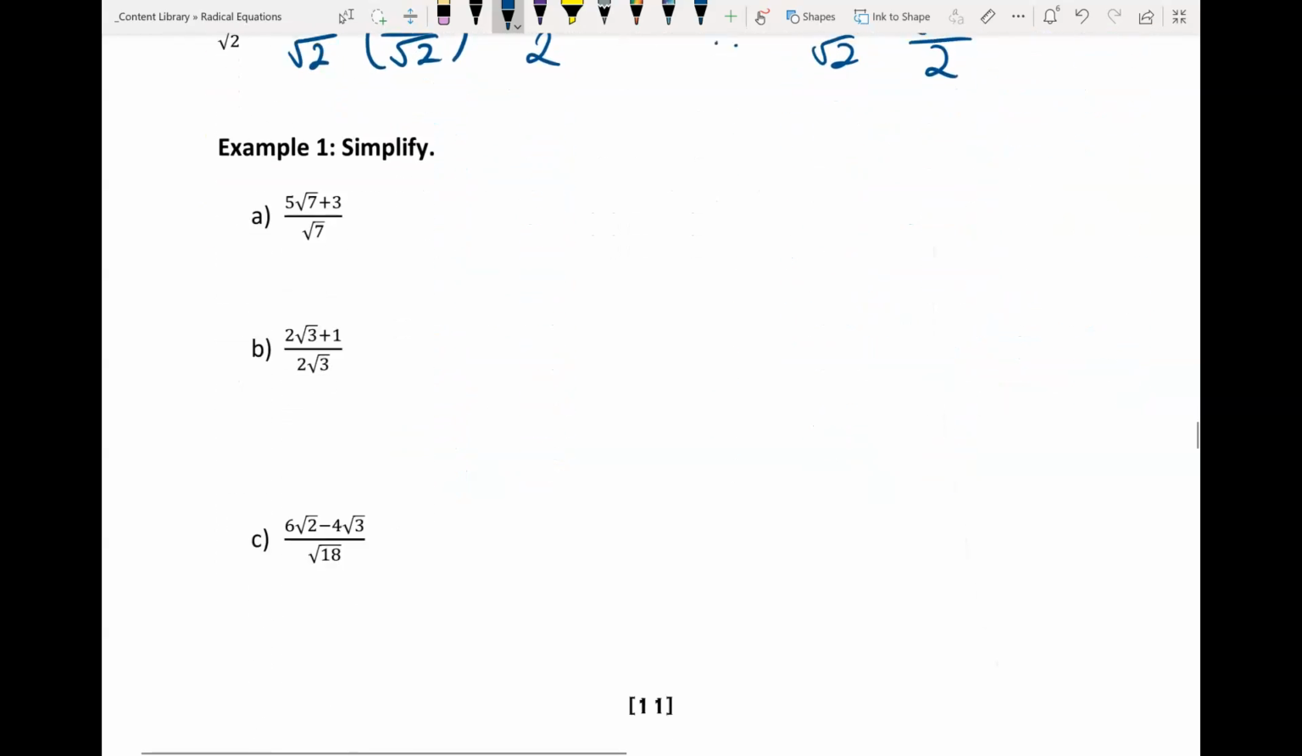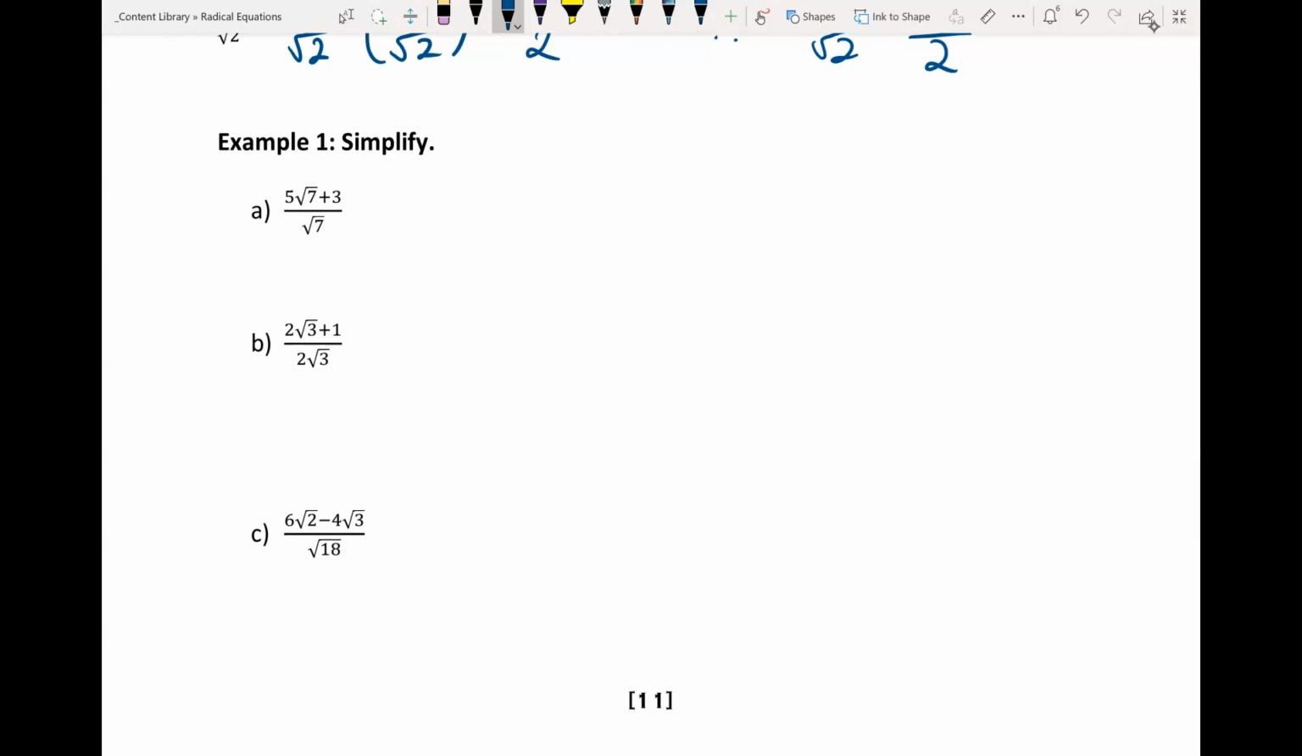So in our first example, we're going to do various examples of different ways of rationalizing. So for part A, because we have root 7 on the bottom, we're going to multiply top and bottom by root 7. Then in the numerator, I'm going to have to multiply root 7 with this term and the second term. So our coefficient is 5 for that first term. Root 7 times root 7 is just 7. And then root 7 times 3 is 3 root 7.